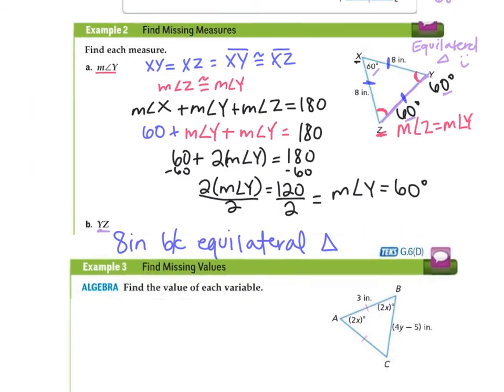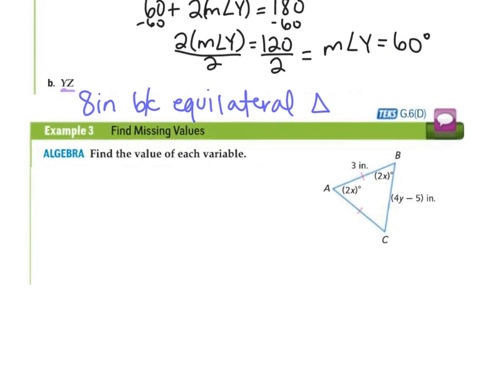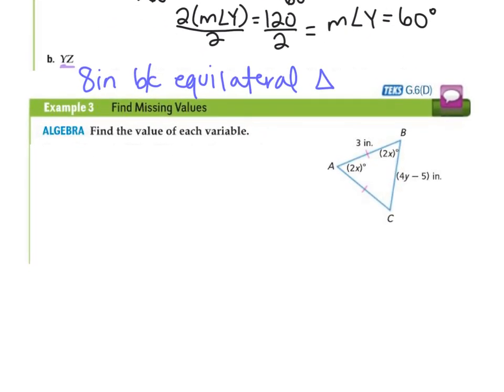Right? Last example. Okay, so find the value of each variable. All right, so let's look at what we have. We're told that angle A and angle B are both 2x degrees. Okay, we know that by the inverse of the isosceles theorem. Okay, so remember that was the one where we learned yesterday, if we have two congruent angles, then the sides opposite are going to be congruent as well.